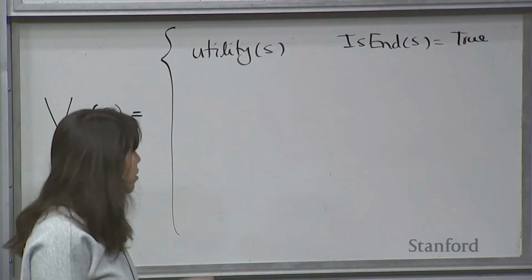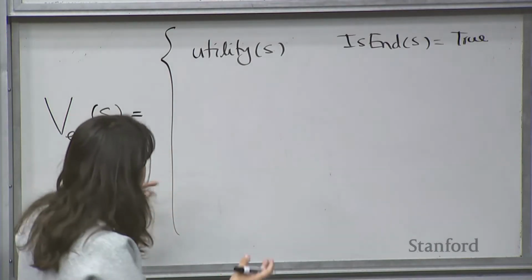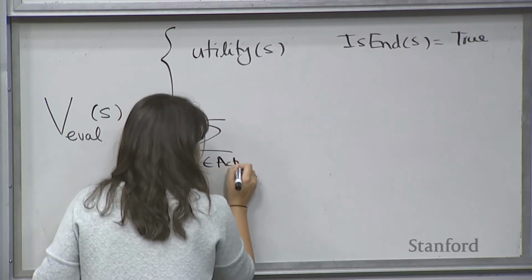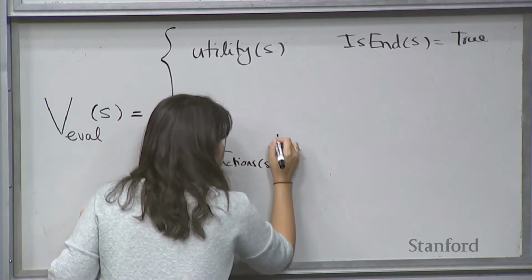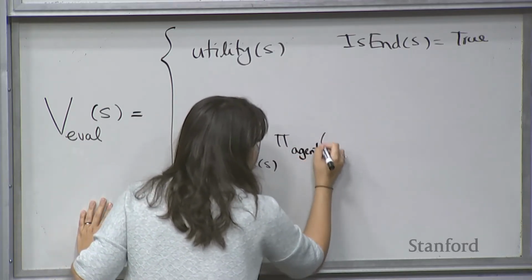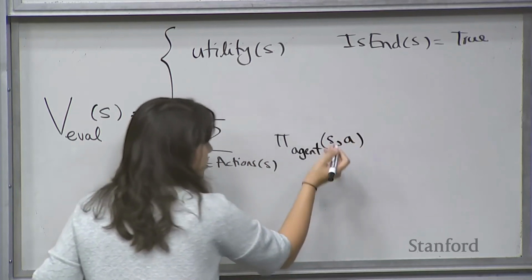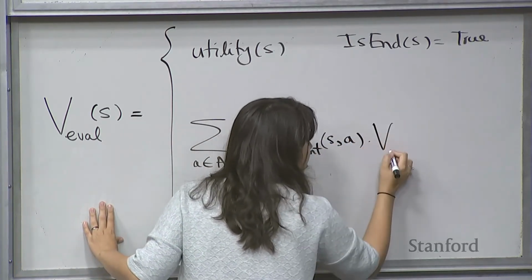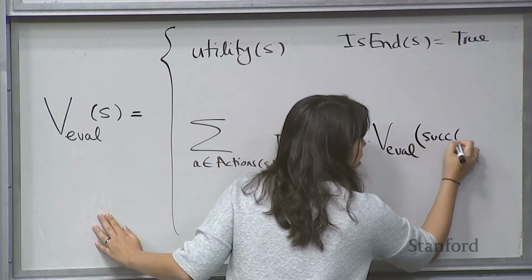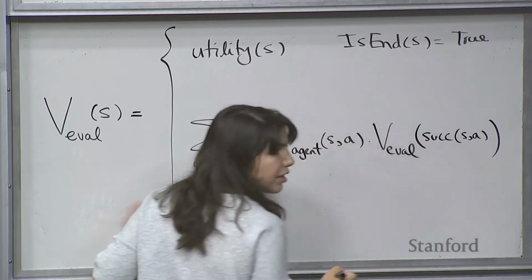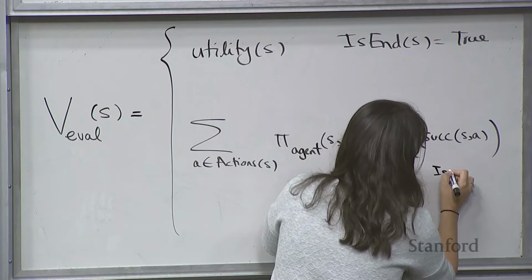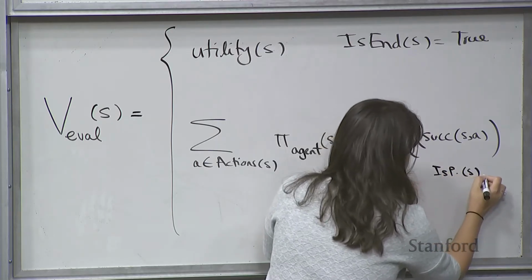Otherwise, I have access to the policy of my opponent and the policy of my agent. So I can just do an expected sum over all possible actions of S. Let's say that if the player of S is the agent, I'm looking at the policy of the agent, let's say it's a stochastic policy, times V of eval of the successor state, successor of S and A. And this is if my player is the agent. So I'm just going to write: player of S is equal to agent.